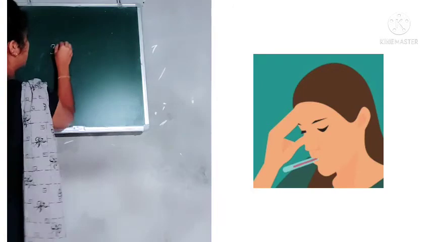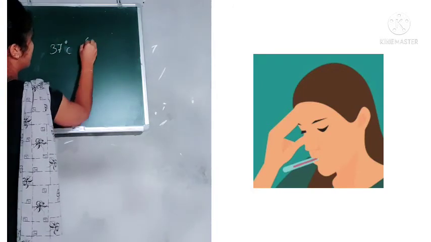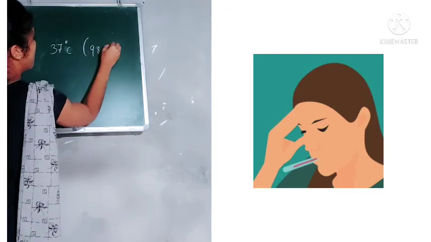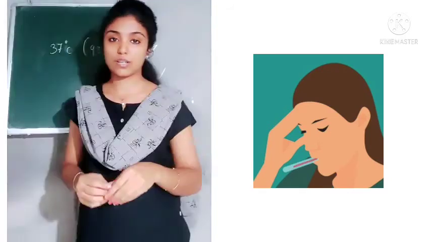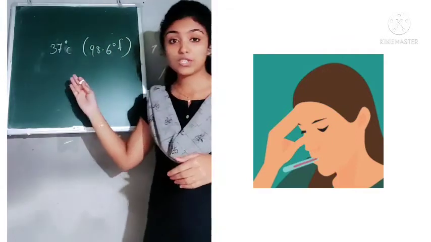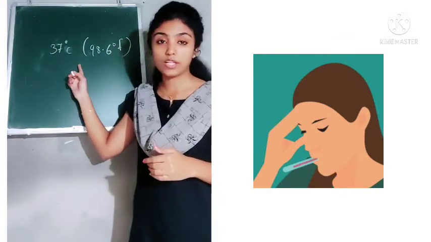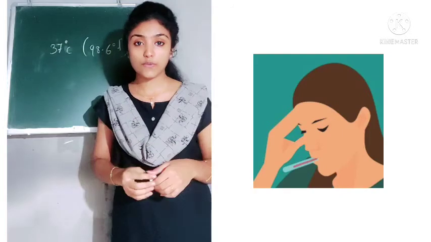So fever is not a disease, but it is a symptom which helps us to know that some disease-causing pathogens have entered our body. In fever, the temperature rises in our body. What is the normal temperature of our body? We know that it is 37 degrees Celsius, or 98.6 degrees Fahrenheit. This is the normal body temperature. And if the temperature rises above the normal body temperature, we call it fever.